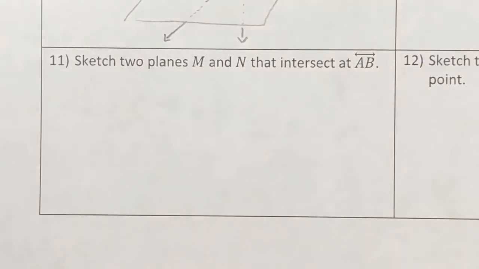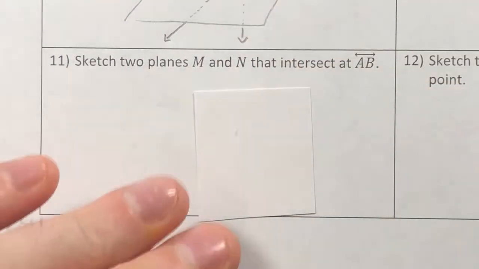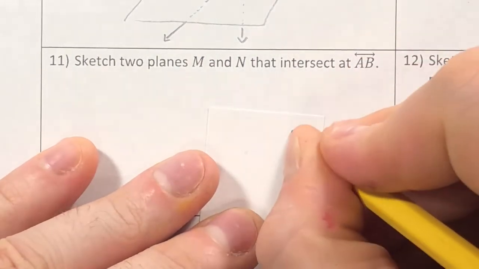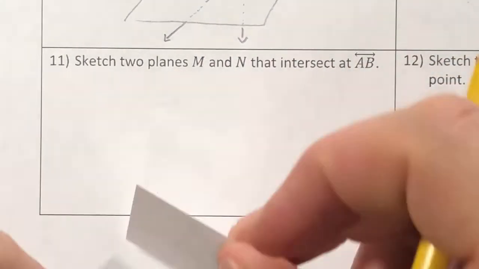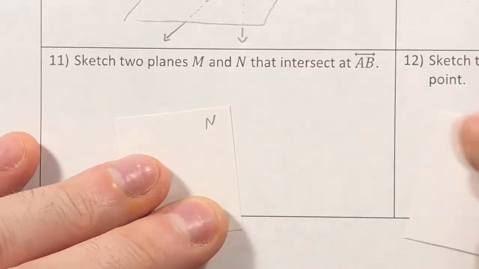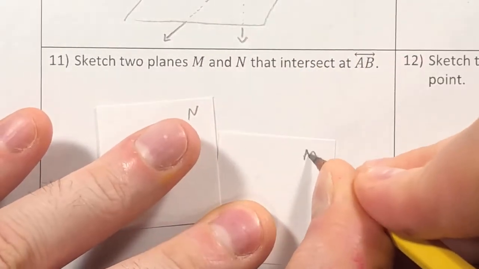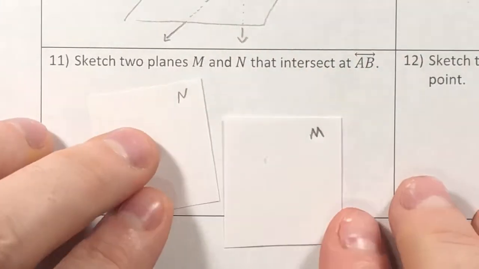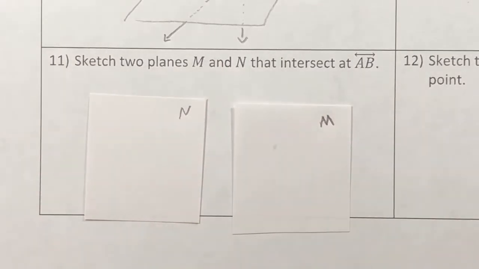Number 11, probably one of the hardest ones that we have. We need to sketch two planes, M and N, that intersect at AB. Okay, let's think about what that means. So if I have two planes, let's call this plane M. Let's call this plane N. Actually, they're capital, so plane N and M that intersect at a line.